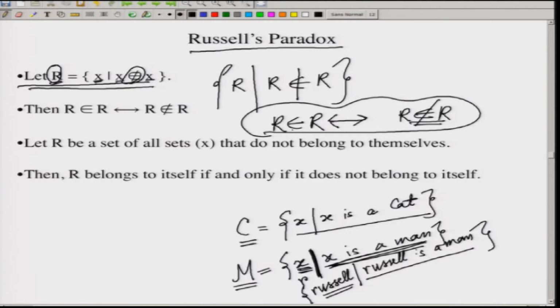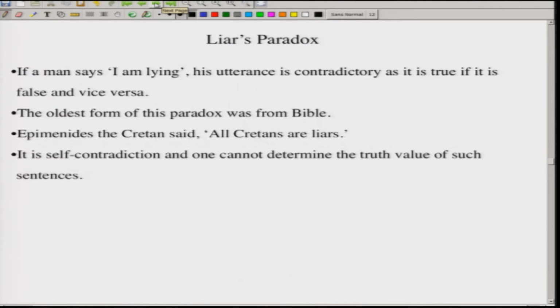Now, we will talk about the liar's paradox in detail. What exactly is Russell's paradox doing? After Russell came up with this paradox, mathematicians revised the entire set theory, and we have many different versions of set theory after that. We have to somehow block this paradox.